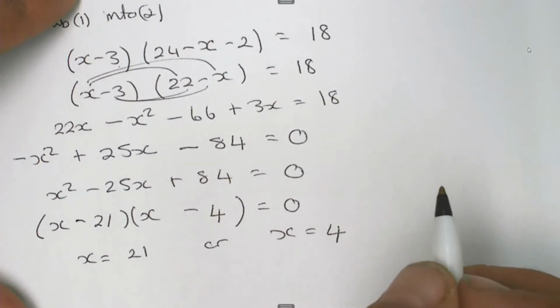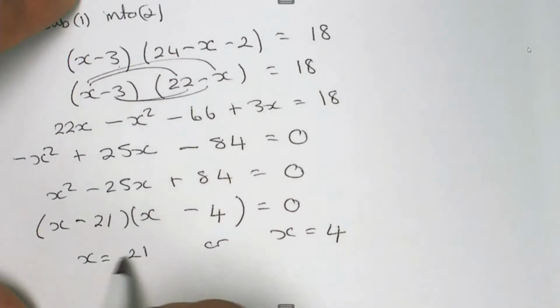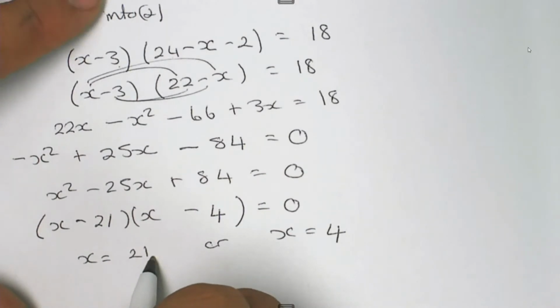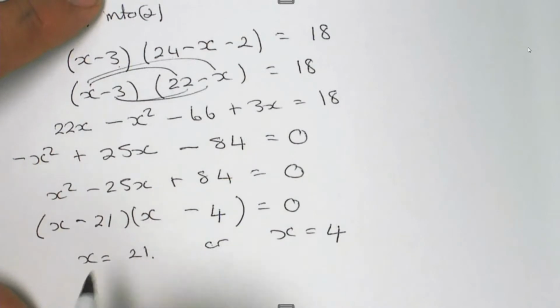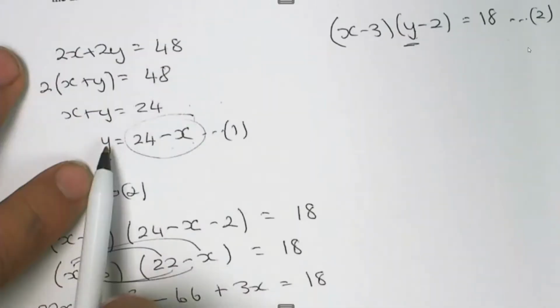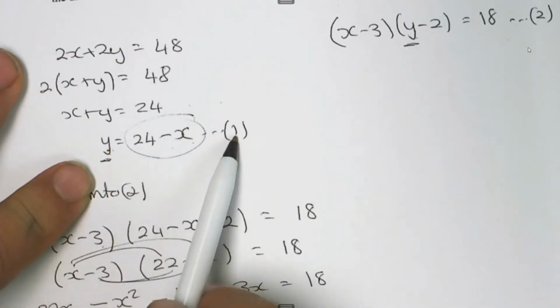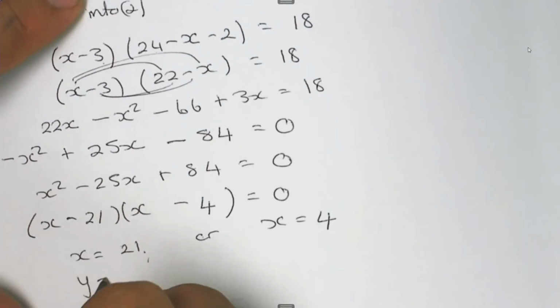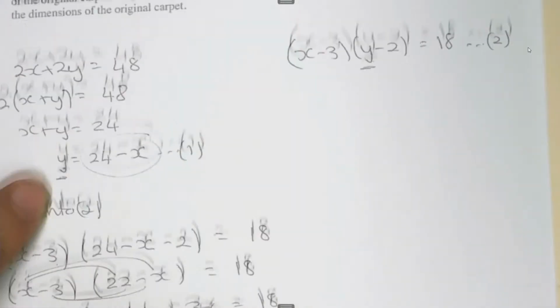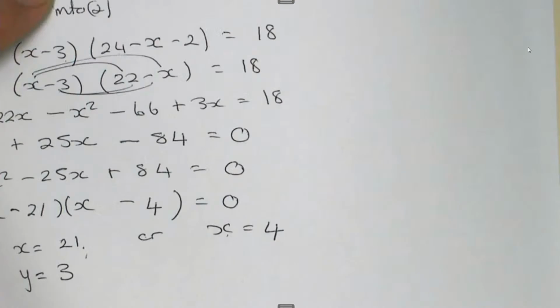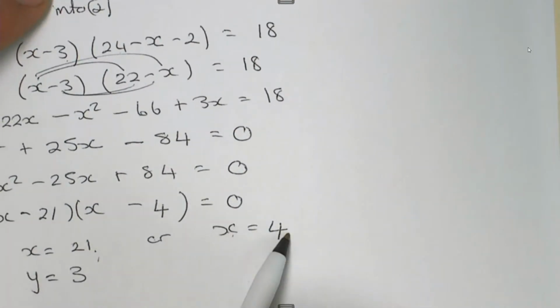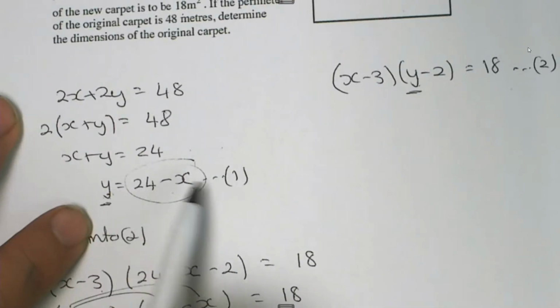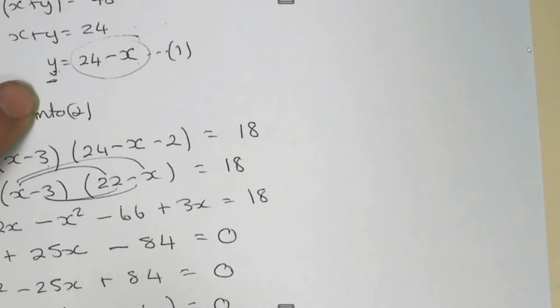So if x is equal to 21, then your y value is 24 minus 21, which is 3. y is equal to 3. And if x is equal to 4, then y is equal to 24 minus 4. So then y is equal to 20.